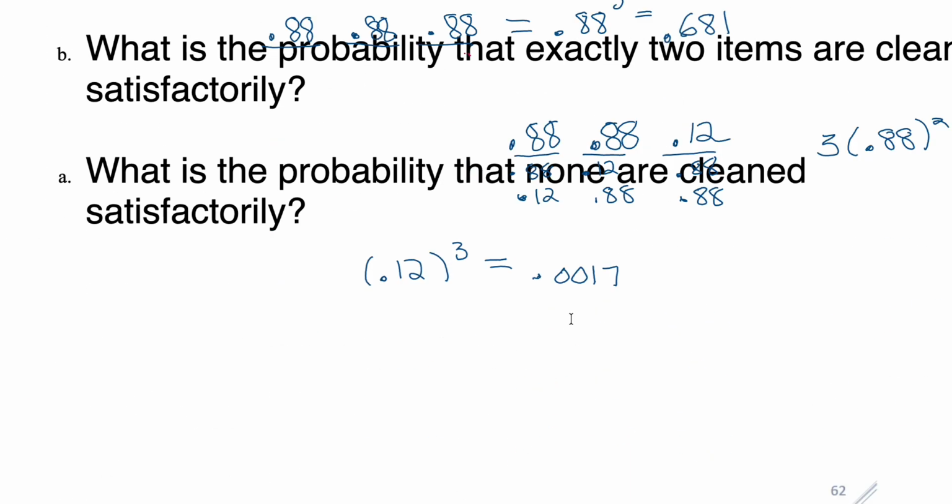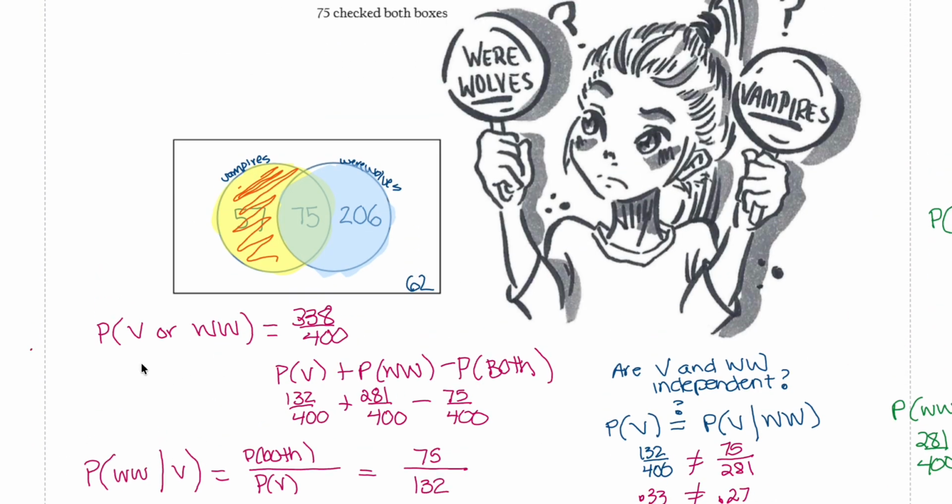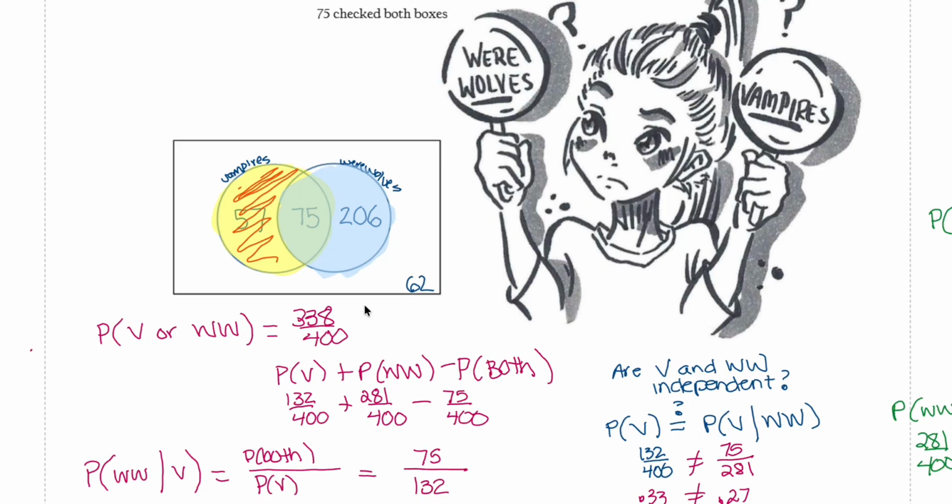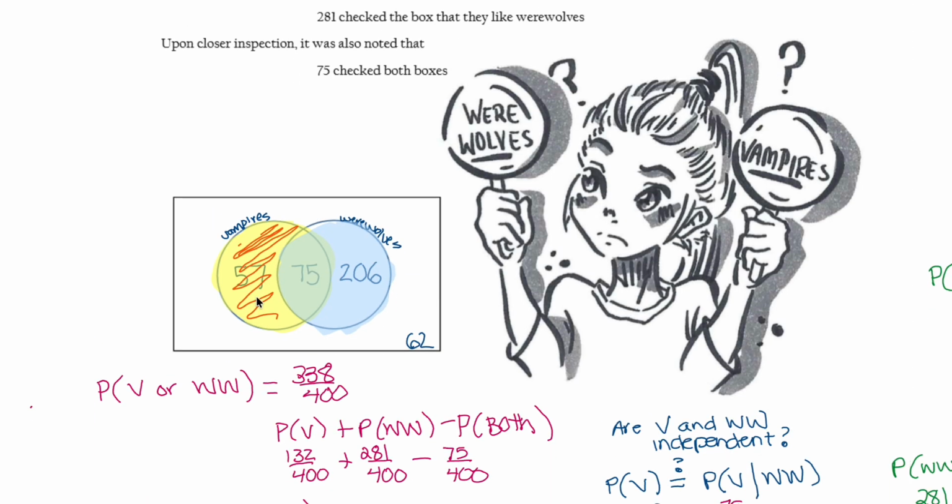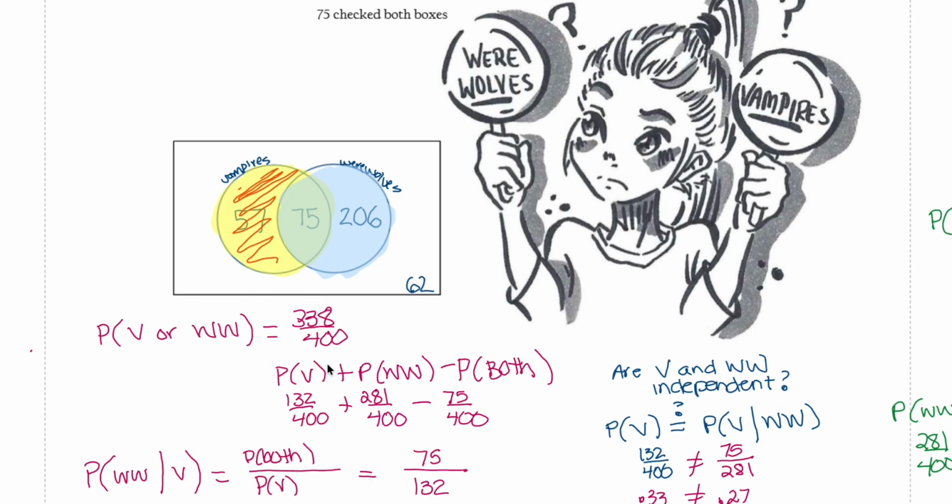So let's take a look at some conditions. I am going to use V as shorthand for vampire and W for werewolves. The probability of vampires or werewolves is going to be 338 divided by 400. That's 57 plus 75 plus 206. That's how I get that number. You can also use the probability of vampire plus the probability of werewolves minus the probability of both. That's the formula we learned last video. Getting the probabilities separately and adding and subtracting, you get the final result too.